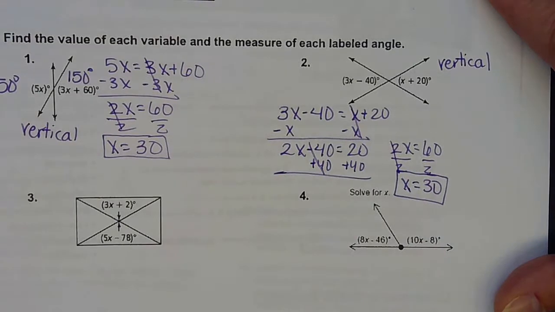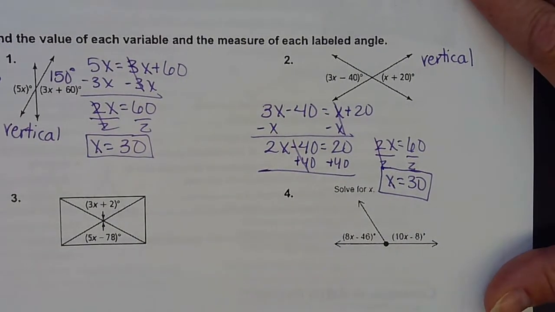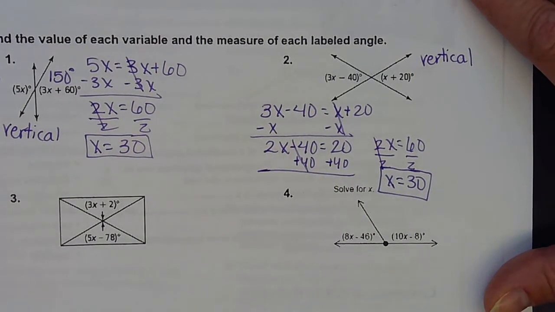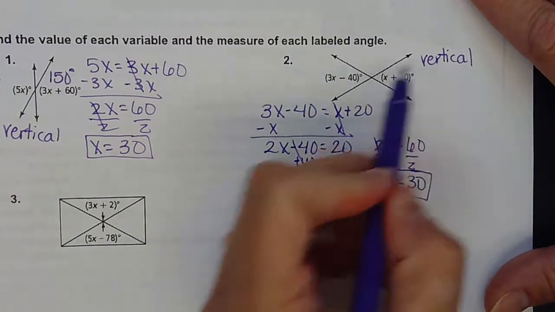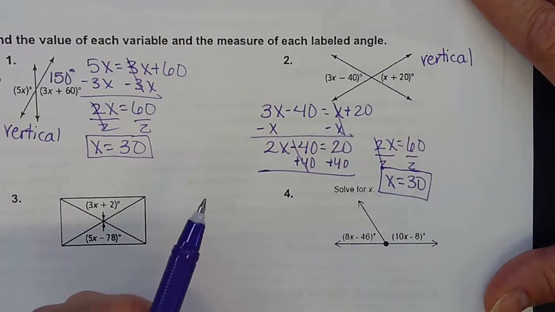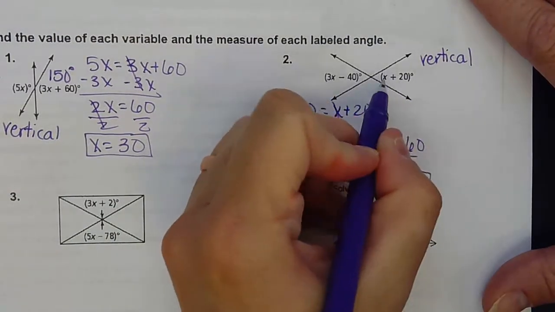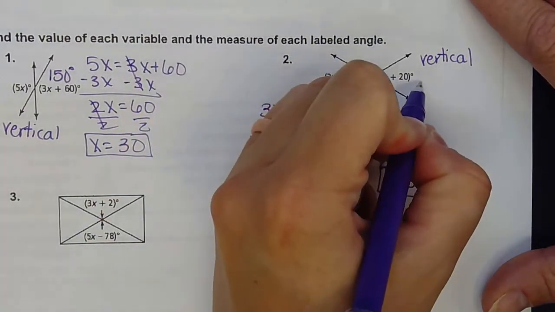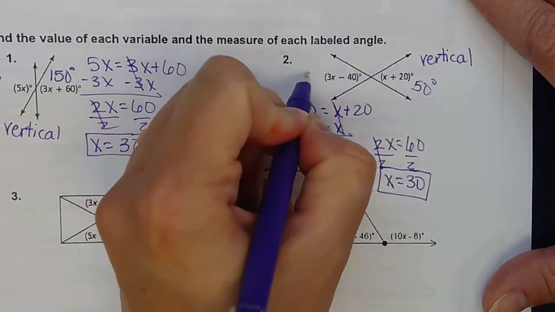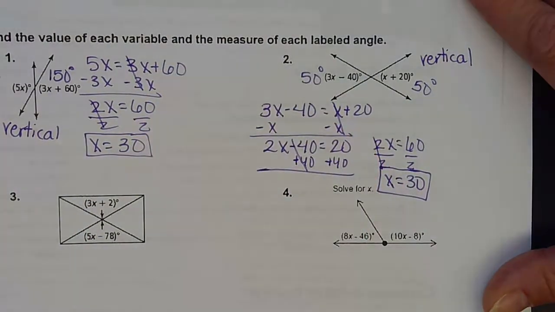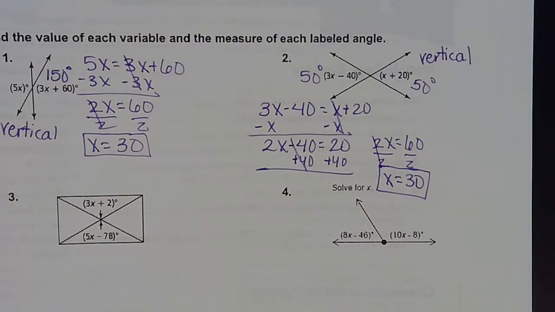It's not always going to be 30. It's just a coincidence. Then to find the angle measures, again, since they are vertical angles, you only need to plug it into one spot, and then you get both angles. I'm just going to plug it in right here, and 30 plus 20 is 50 degrees. So both of these are 50. Any questions there? I'm going to keep powering through.